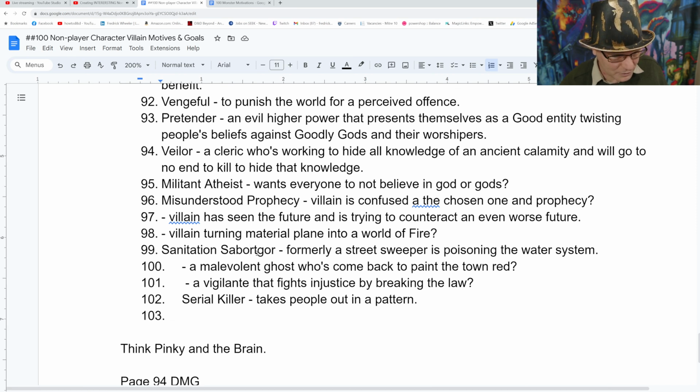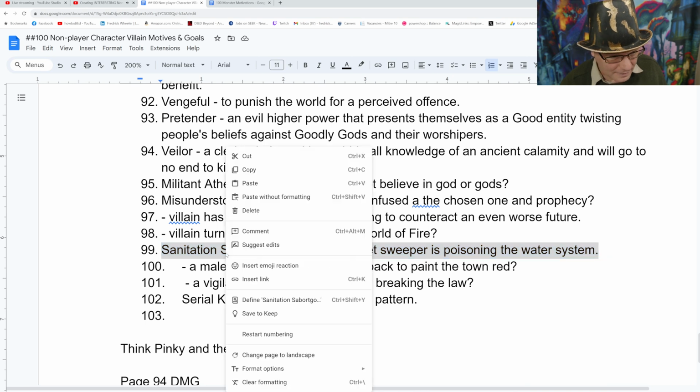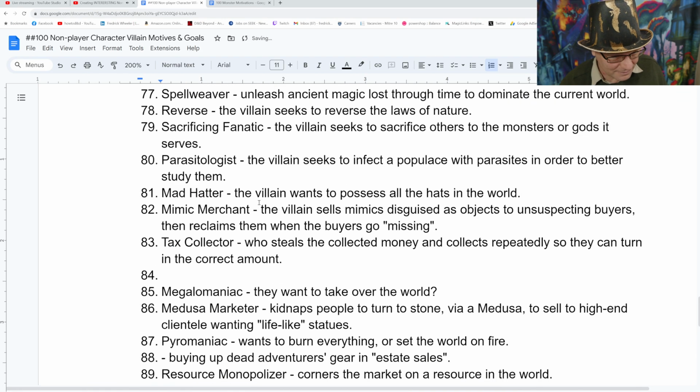Saboteur. Why is that? Sanitary saboteur. There's always somebody who wants to get the water system poisoned, isn't there? Sanitary. Yes.